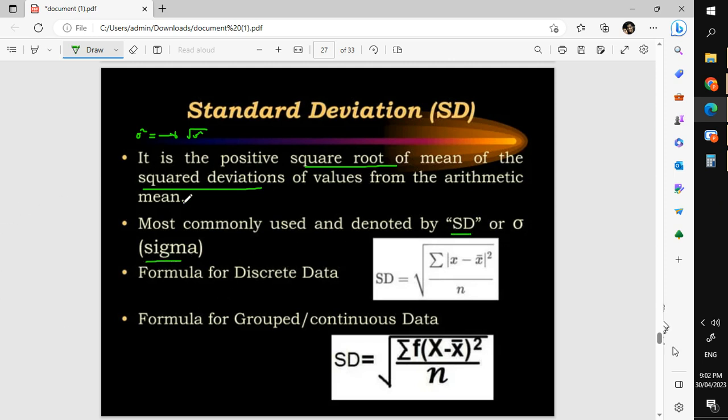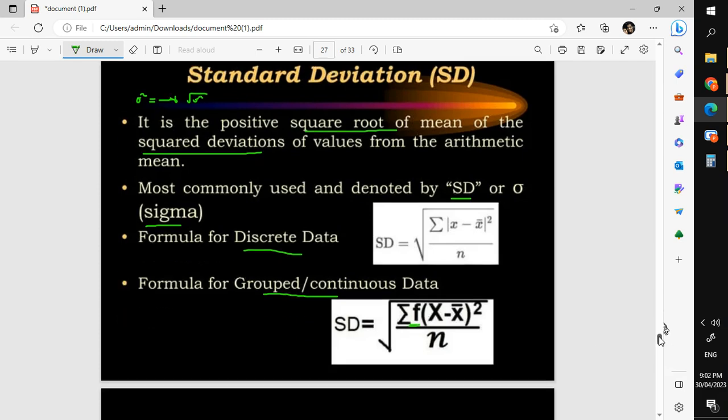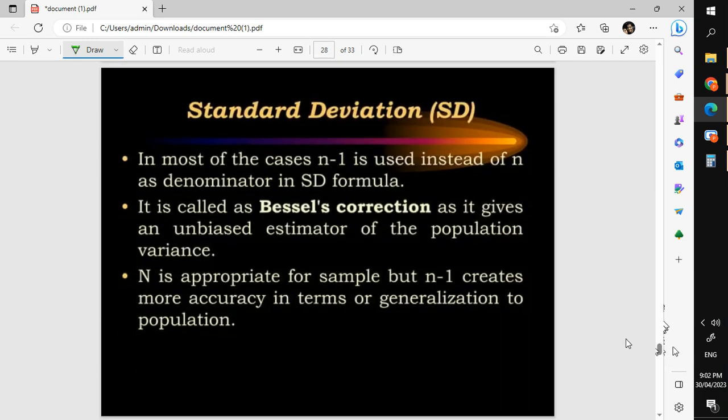This is the formula for discrete data. Pag discrete ang data, kani imong gamiton. Pag grouped or continuous ang data, kani ang imong gamiton na formula. Kilayan lang nimo pag grouped or continuous, kay naa na involve nga frequency. Okay? In most of the cases, n minus 1 is used instead of n as a denominator. This is called Bessel's correction as it gives an unbiased estimator of the population.